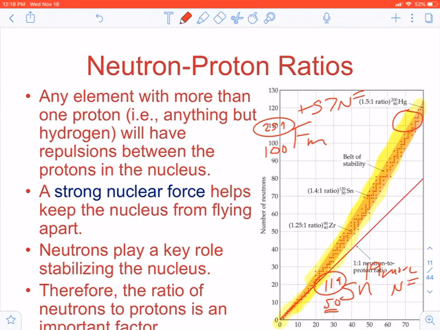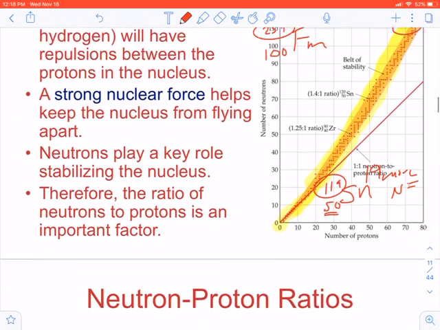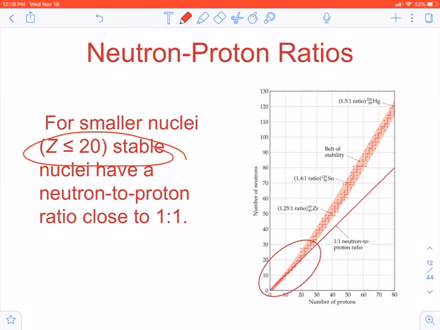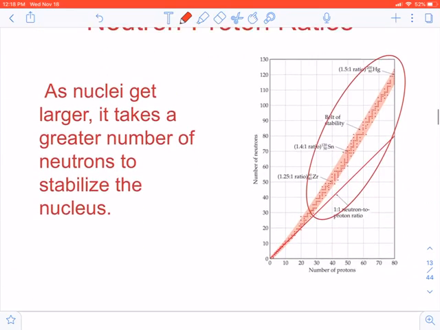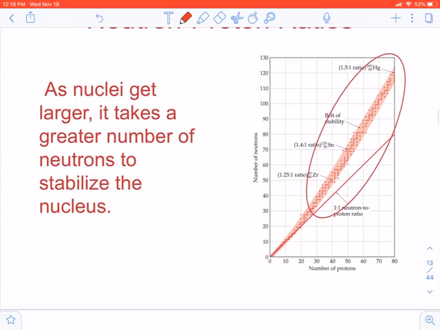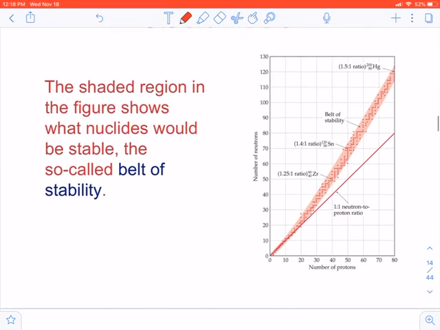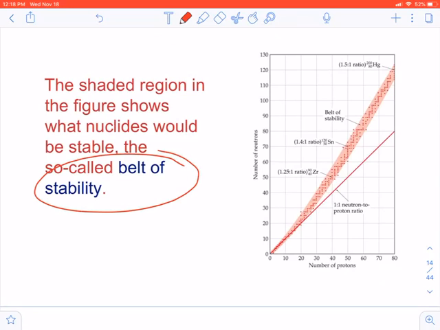Well, why is that? Because the protons in the elements want to pull themselves apart. So below 20 and lower, they're about a 1-to-1 ratio. But as they get bigger, the nucleus has to add neutrons to stabilize it. And that's why we call that the belt of stability. Neutrons stabilize the atoms.